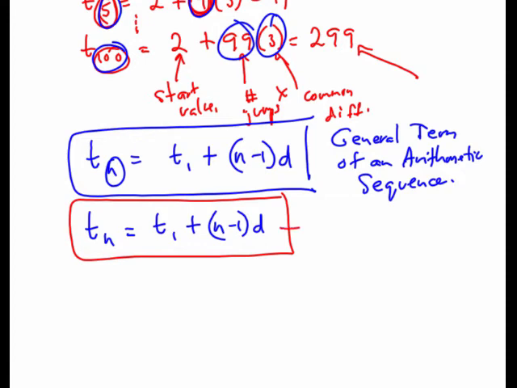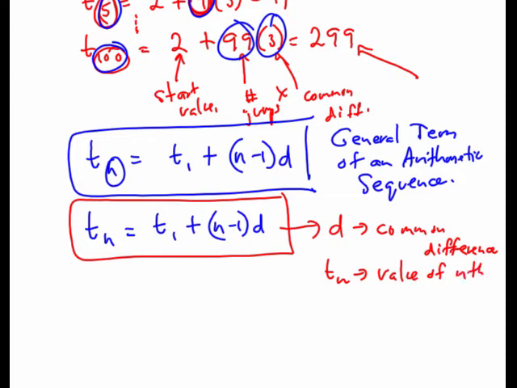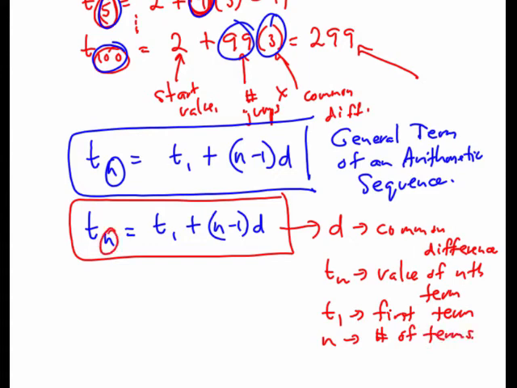And so just to clearly define our variables once again, d is the common difference. Tn is the value of the nth term. T1 is the first term. And n is the number of terms. So if we're looking for term 100, n would be 100, and we would have inserted that in that position.